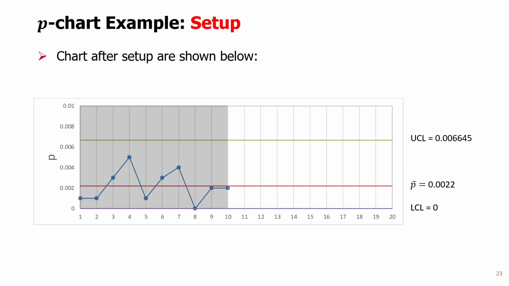And so after we set up the chart, it looks something like this. Here is the average value of P. Here is the upper control limit that we calculated. And here is the line at 0, the lower control limit. And as we said, this grayish part here indicates in my chart the samples used for the setup. So now we need to control the chart and see what the number of defects on the following days will be.